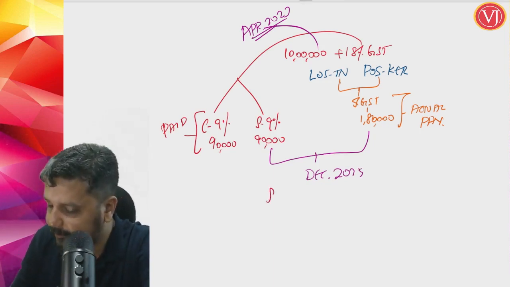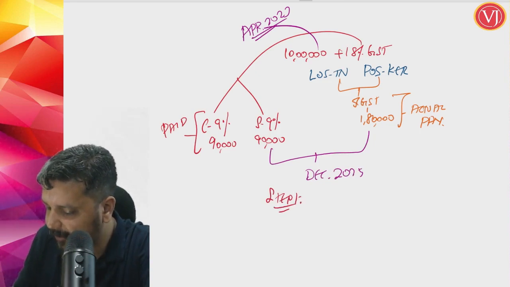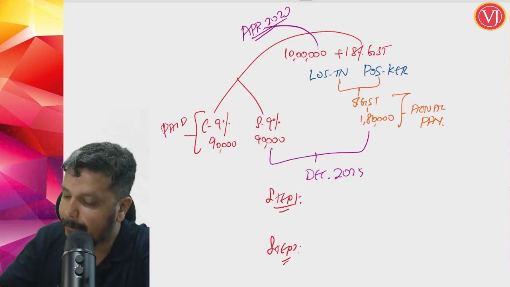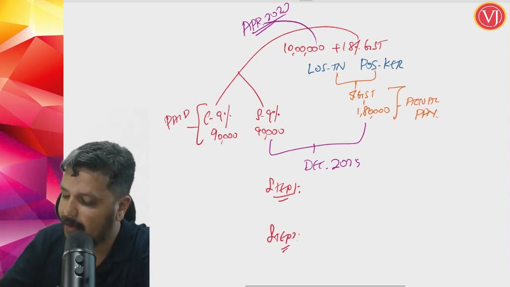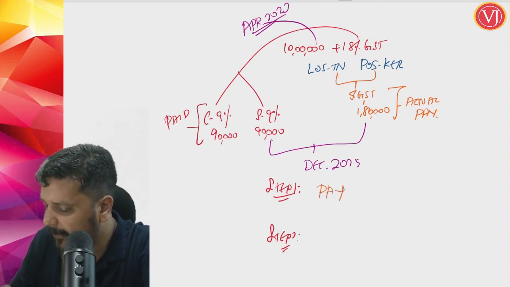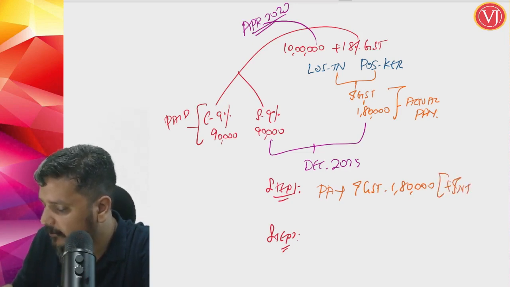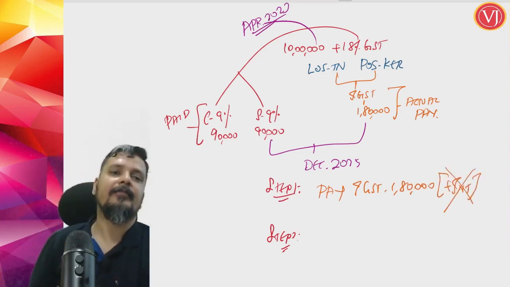Two-step process. Step 1, pay the correct tax. What was your correct tax? Pay IGST 1,80,000. Important point, without interest.